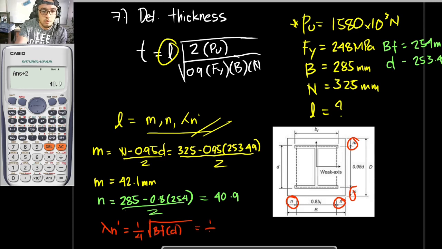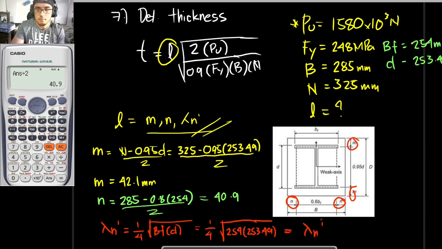So, okay, so that is to be 1/4 times the square root of 254 times 253.49. So, our value for lambda n prime would be equal to the square root of 1/4 times the square root of 254 times 253.49. So our answer here would be 63.44.